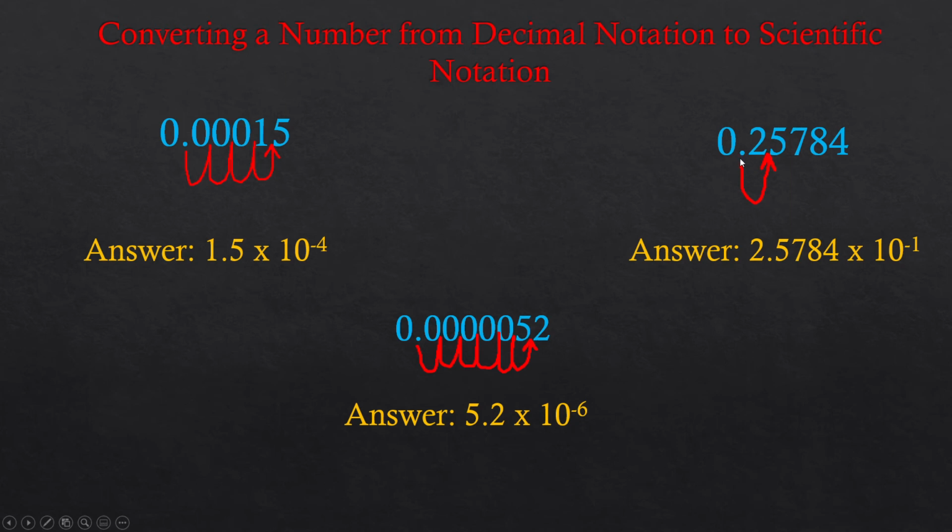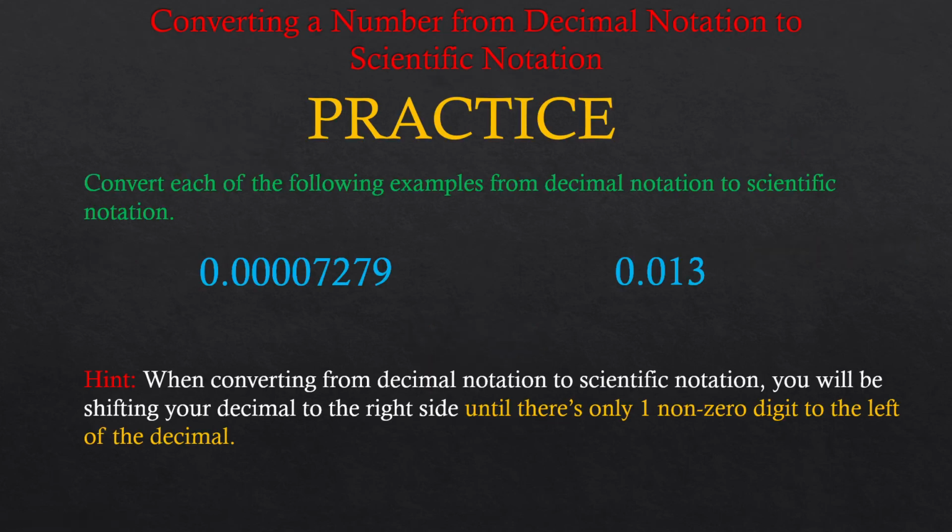Over here, we have 0.25784. We're going to move it one time only. And if we put a decimal here, to the left side of the decimal we have a non-zero digit, which is the digit 2. So for our answer, we're going to have 2.5784 times 10 to the negative 1 power. And then for this one here, we're going to have for an answer 5.2 times 10 to the negative 6 power. More practice problems.